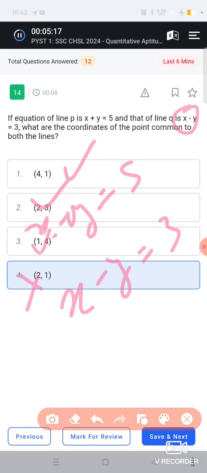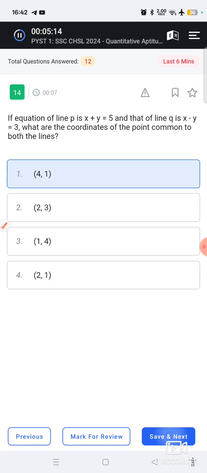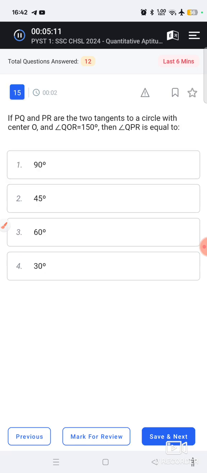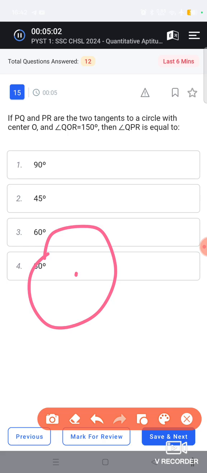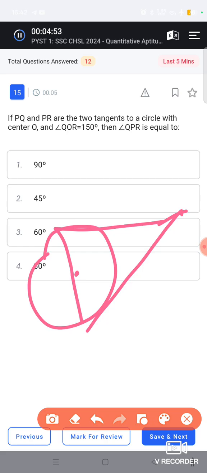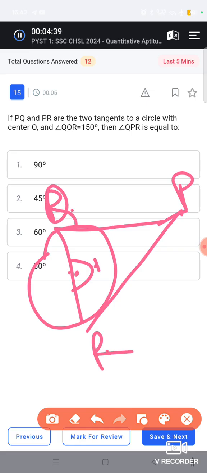If PQ and PR are the two tangents to a circle with center O, let's make a circle. PQ and PR are the two tangents of the circle with center O. Angle QOR is 150 degrees, so angle QPR is 30 degrees.